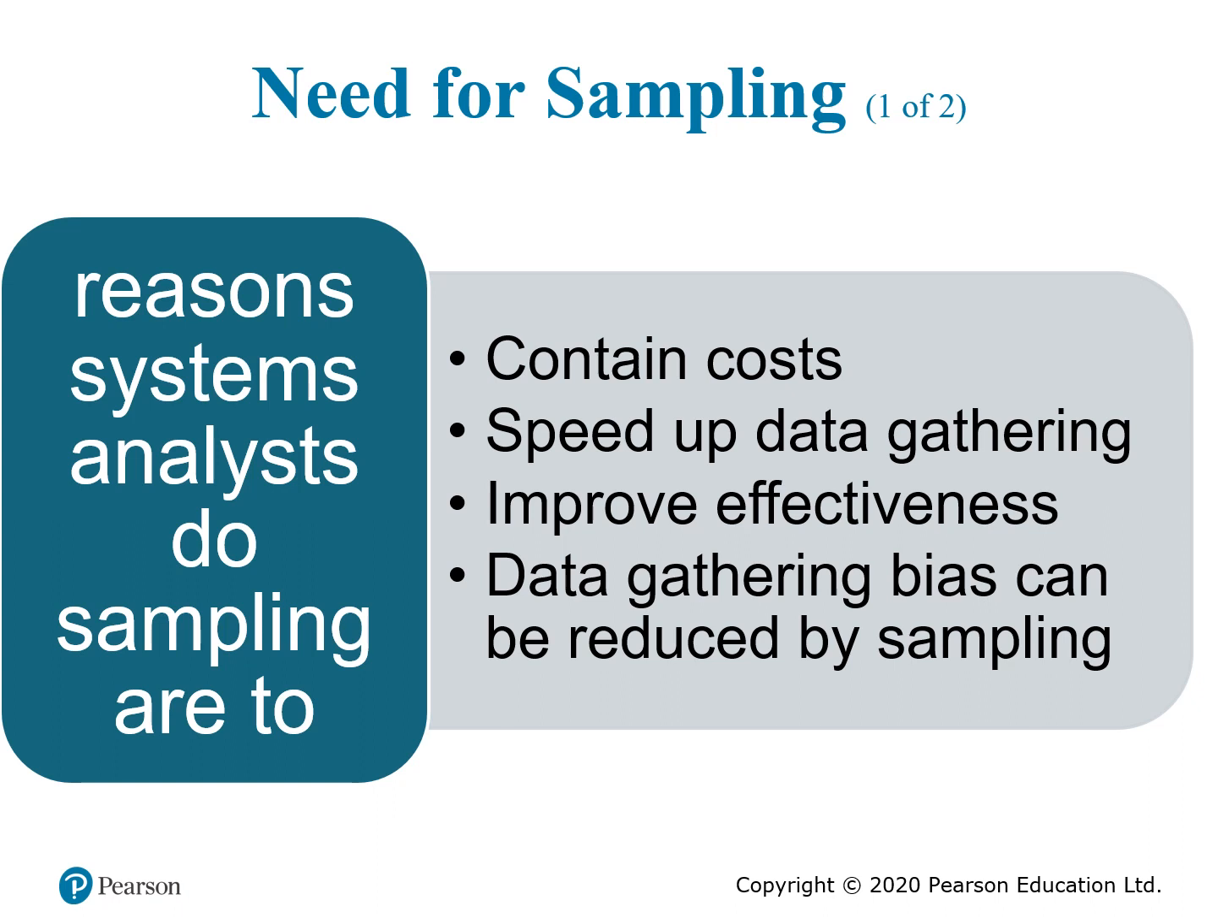The need for sampling, or why we need sampling: first, to reduce the cost, to save the cost; second, to speed up the gathering time; and also to improve the effectiveness, because if you consider the whole population, errors will increase and so on. And the last one, data gathering bias can be reduced by sampling.